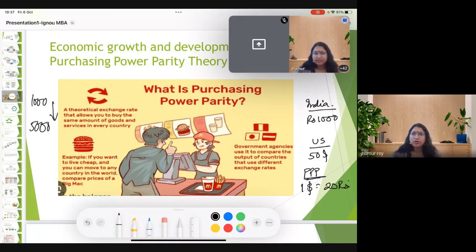Okay, so basically purchasing power parity brings about a comparison of how living standards are in one country as compared to another country, how expensive is one country as compared to the other country.